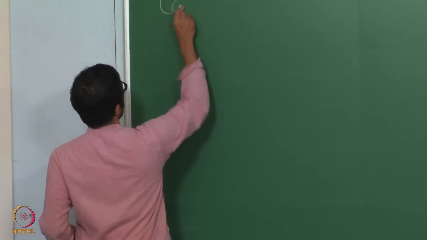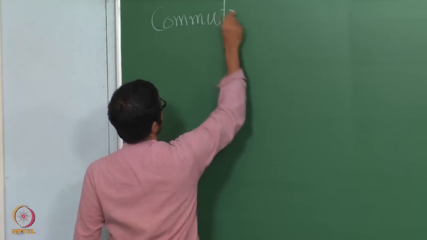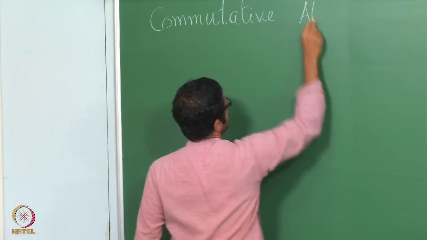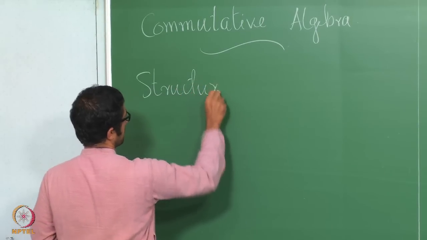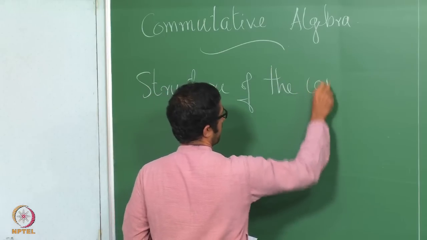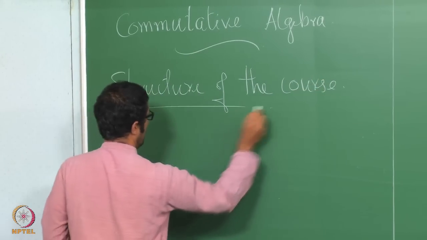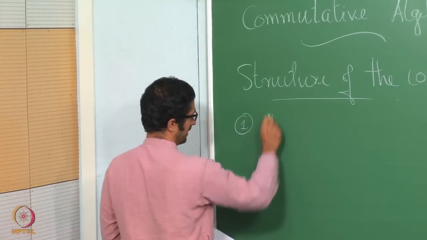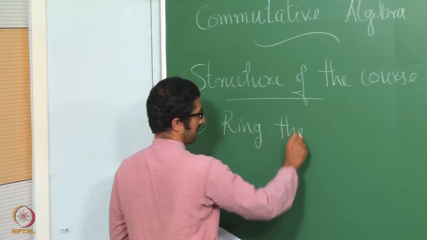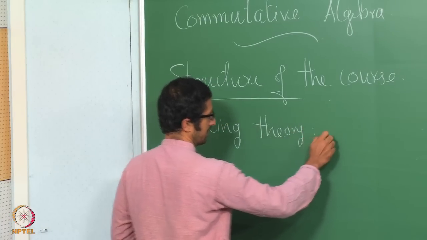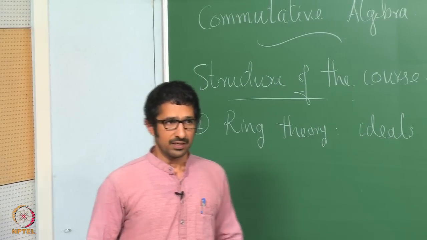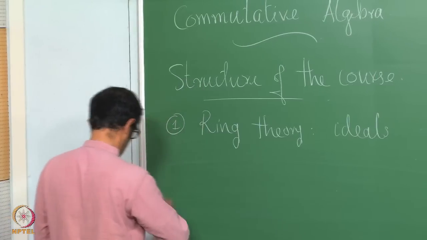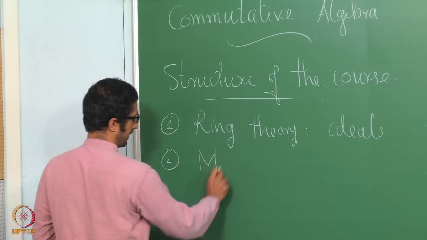Okay, so welcome to the course in commutative algebra. We will start with basic ring theory, where we will do some basics of ideals, operations on ideals, extension, contraction and so on, and then we will move on to module theory.